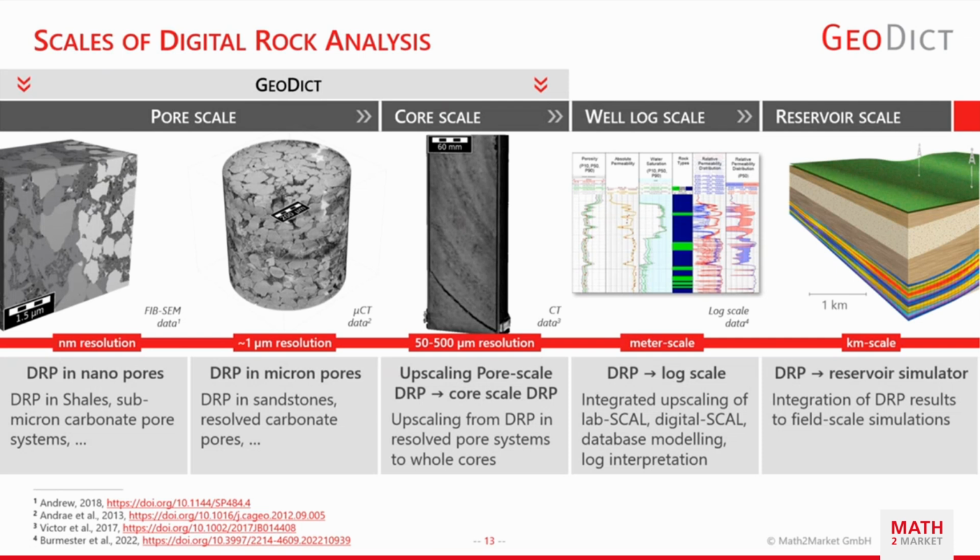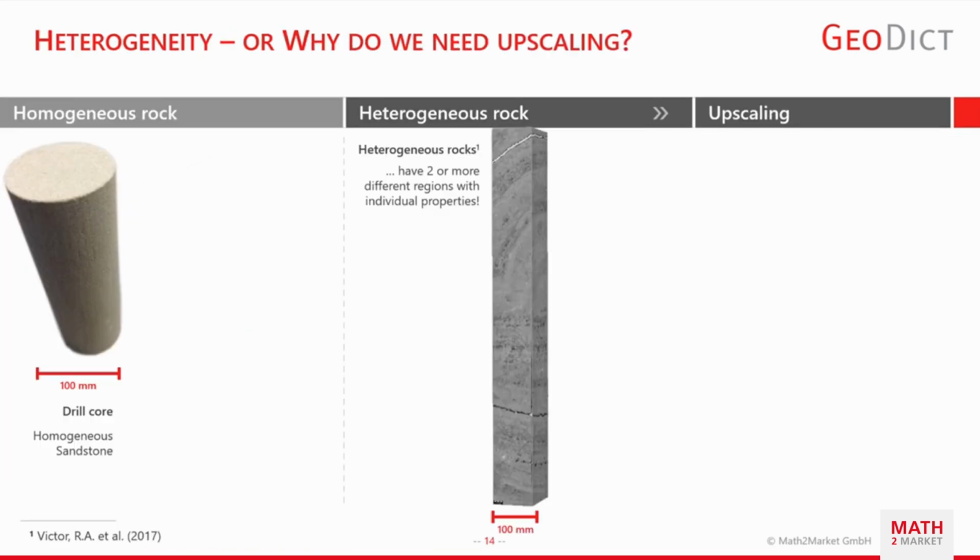Okay, there's of course also the scales about log scale. There's a study from Gordon Burmester, for example, published as a conference paper on how they do this integrated upscaling, and there's the reservoir models that need to be fed with GeoDict data, amongst others. Okay, talking about scales, we also need to talk about when do we need to do upscaling, which is a topic about homogeneity and heterogeneity.